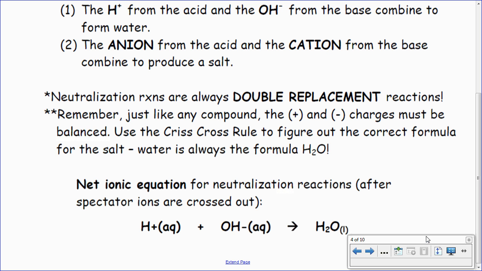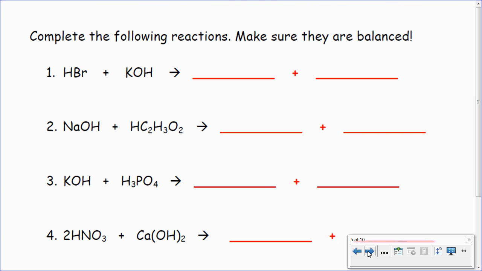The net ionic equation for a neutralization reaction. So if you ignore the spectator ions, that's what we call the positive and negative extras, the spectator ions, then we've got H plus and OH negative making H2O. That is the neutralization net ionic equation. Period. End of story. Moving on.